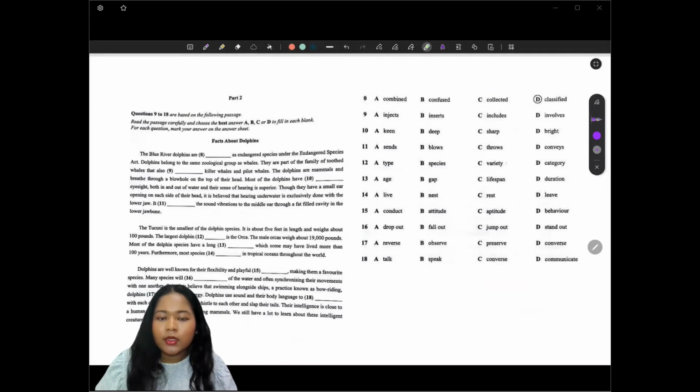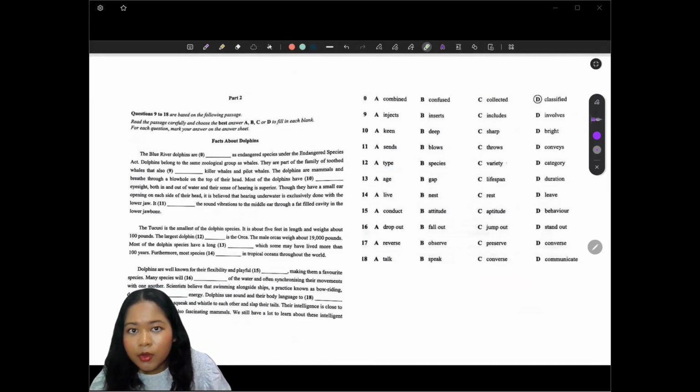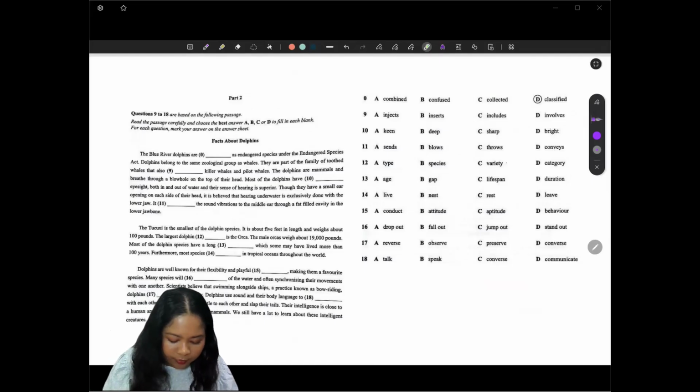Now, for this one, you have to identify which word is the best to fill in these blank spaces. You have to know the grammar parts in order for you to understand this.